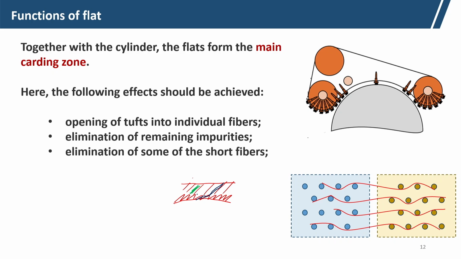The short fiber which has penetrated inside the flat will remain in the flat, because due to its short length it does not come under the action of the cylinder. It will be carried away by the flat and further removed as flat strip, flat waste. But the long fiber will have a chance to come back again and again with the action of the cylinder. So, this long fiber will be carried away by the cylinder and ultimately presented to the doffer.